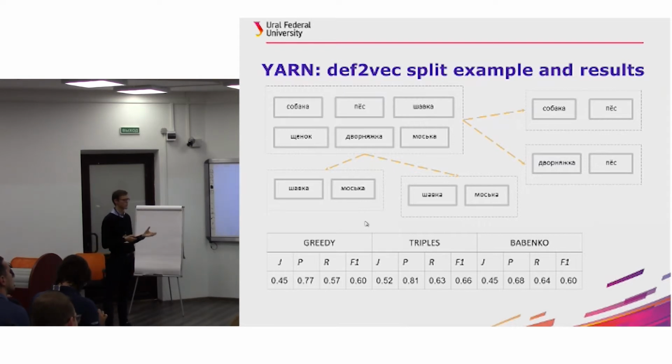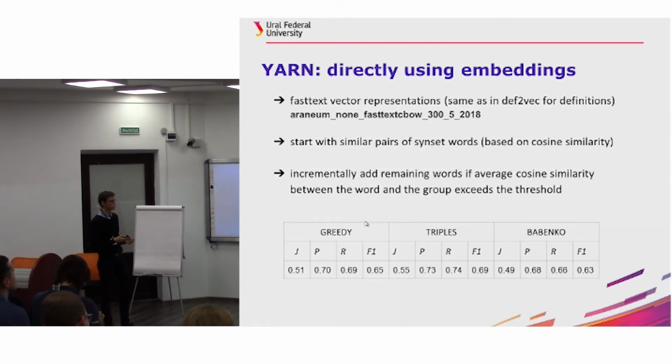Also, it fails with the Babenka clustering due to the fact that the clusters of the Babenka tend to have words which are represented in dictionaries by the same meaning, and it cannot divide them into groups. Alternatively, we can avoid using any definitions and directly use embeddings to generate new synsets. And how to do this?